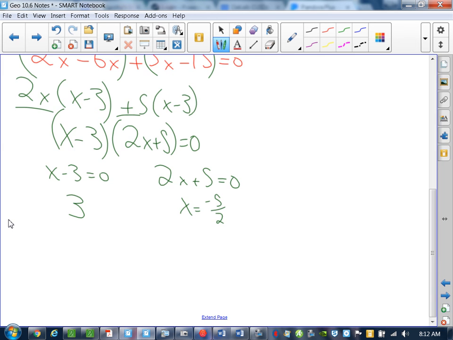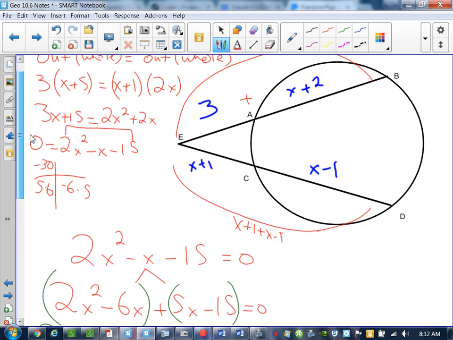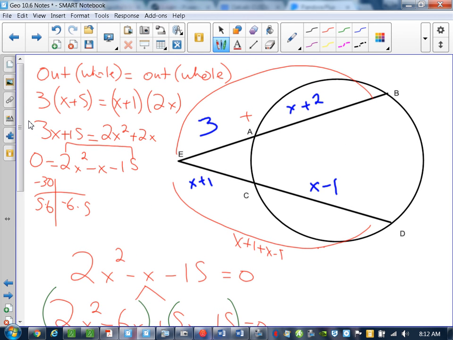Okay. So going back up to here, we had possible answers at 3 and negative 5 over 2. Negative 5 over 2 is negative 2.5, right? If I put negative 2.5 in there, am I going to get positive or negative segments? So what do I do with it? Throw it out. And I really only have to worry about my positive answer in this case. Yeah, there's no shortcuts to this one, unfortunately.